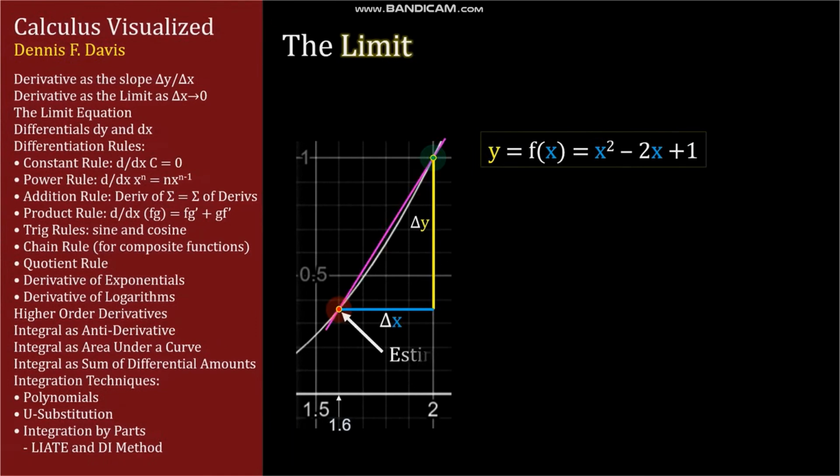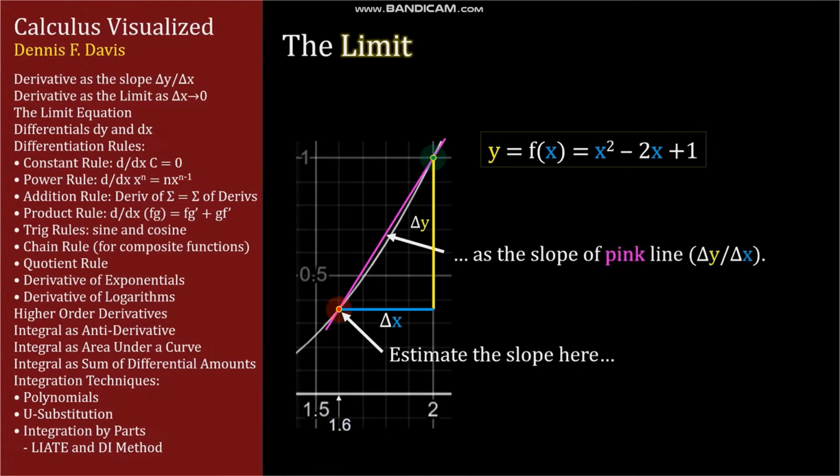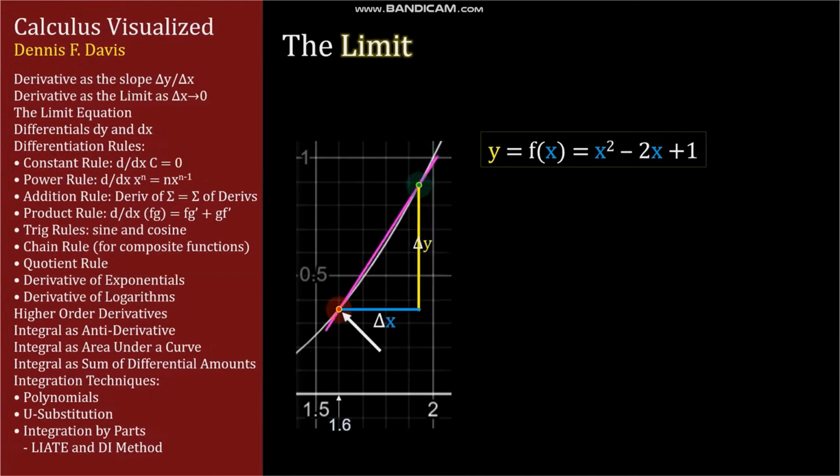So we estimate the slope at red as the slope of the pink line between red and green, delta y over delta x. It'll be pretty close, and the closer green is to red, the better the estimate. This is the approach that will lead us to the derivative. The x value of our red point, where we want to know the slope, is 1.6. We find the y value by plugging 1.6 into the function, and we get 0.36.